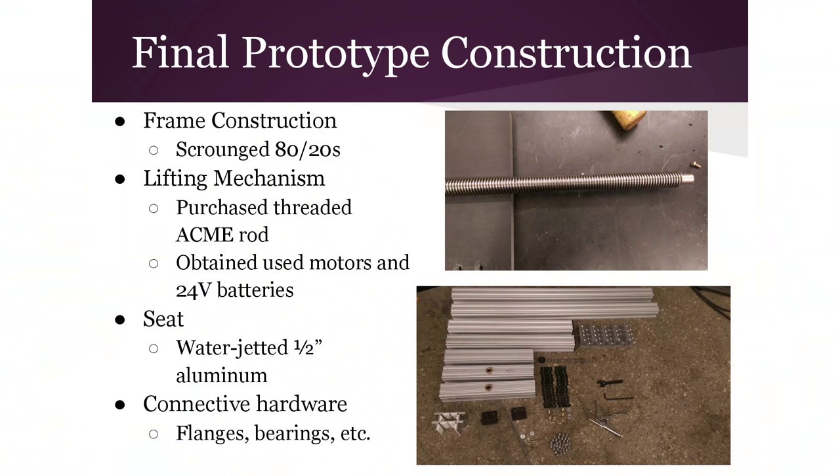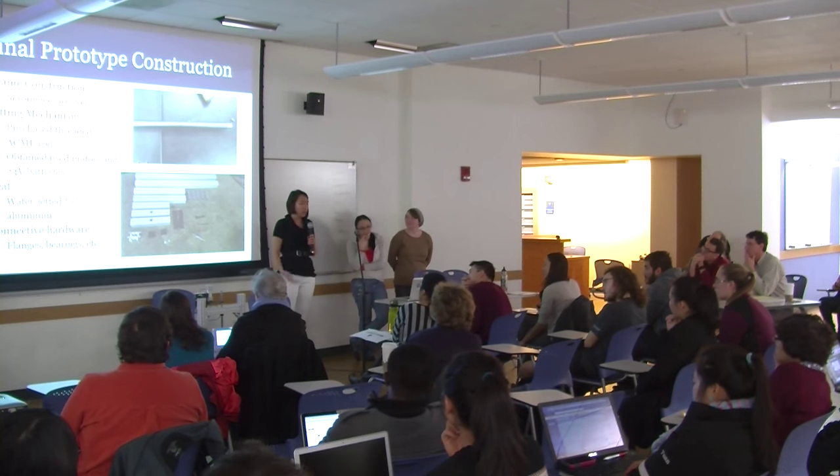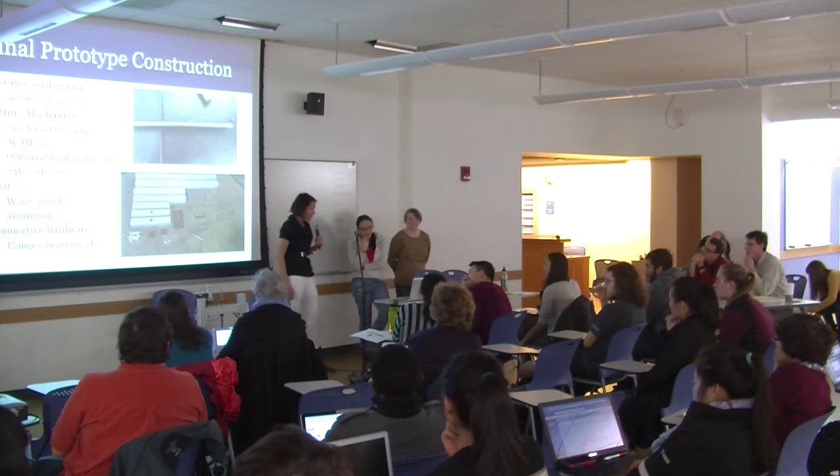So what exactly is this contraption made of? Well, the frame is actually made of a bunch of 80/20 aluminum rods that we actually scrounged from an abandoned laser in the physics lab. So the entire frame would probably cost $200 to maybe $400 if we purchased it directly from the 80/20 site, so we got really lucky there.